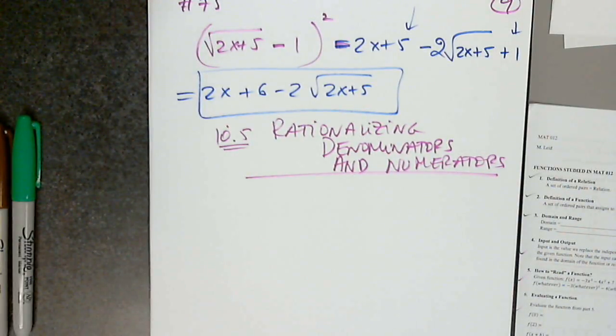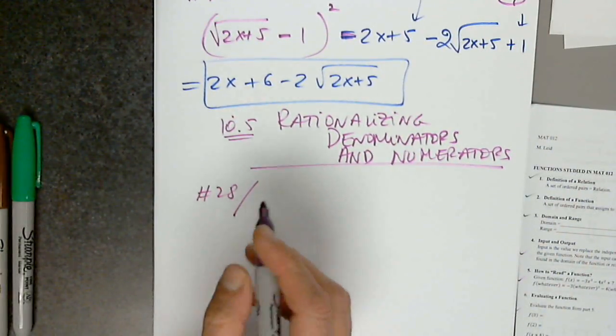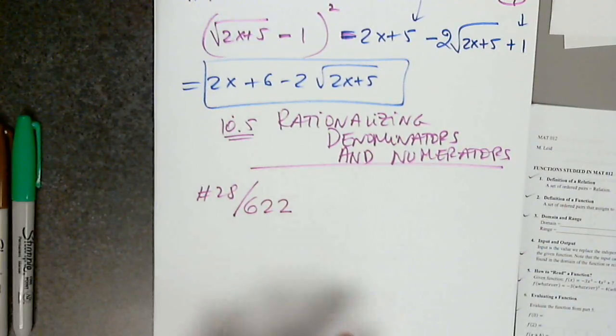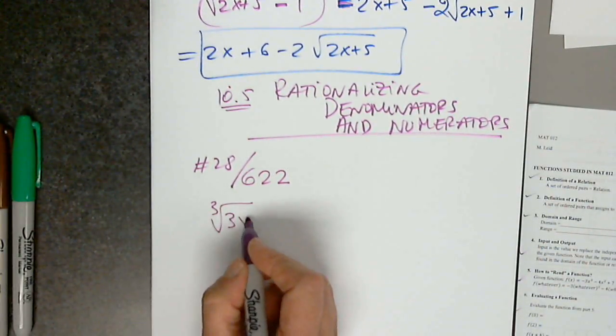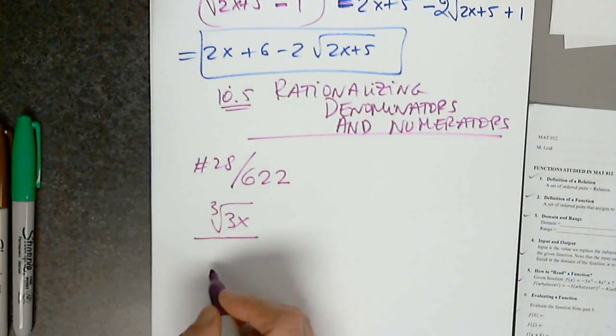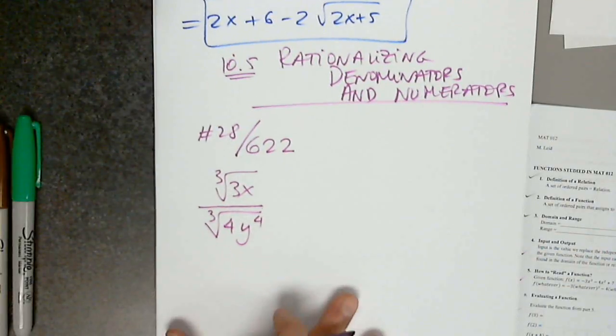So, for example, let's say 28 on page 622. The cube root of 3x over the cube root of 4y to the 4th.